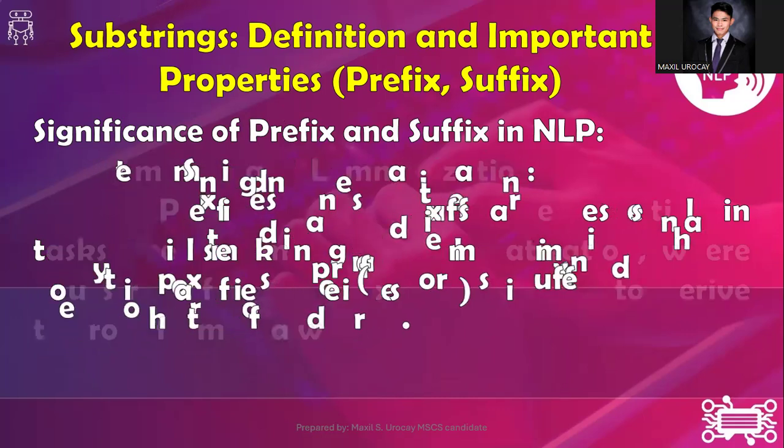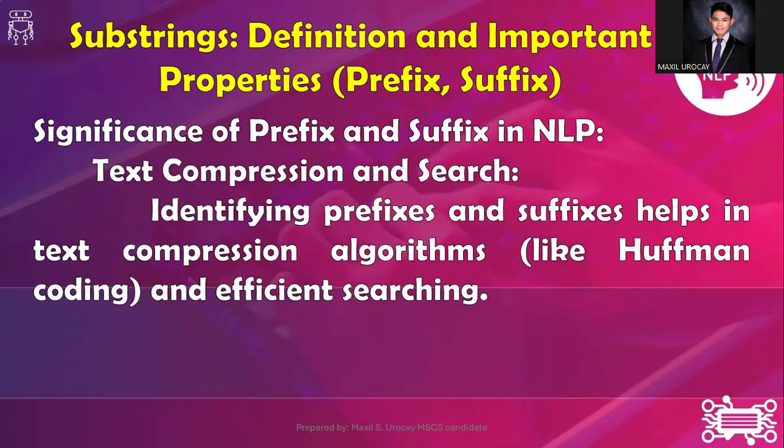Next will be text compression and search. Identifying prefixes and suffixes helps in text compression algorithms like Huffman coding and efficient searching techniques. So in this particular field, prefix and suffix play a crucial role. Identifying common prefixes and suffixes, compression algorithms like Huffman coding can reduce the size of the text by replacing frequent patterns with shorter representations.